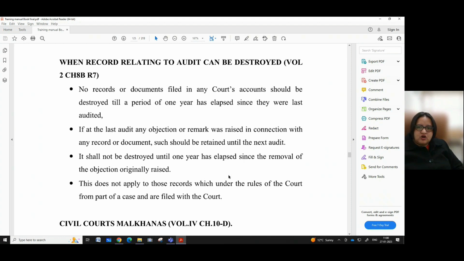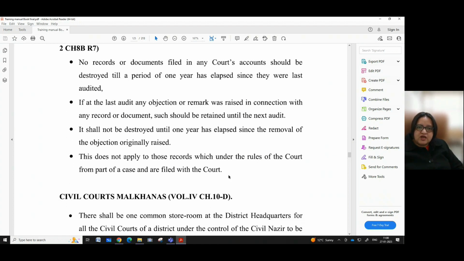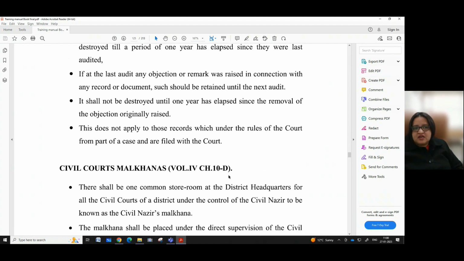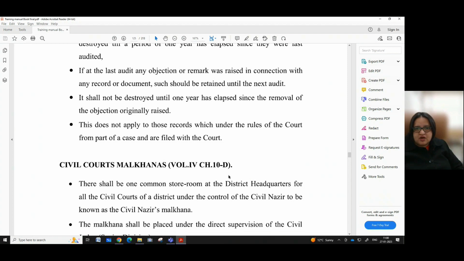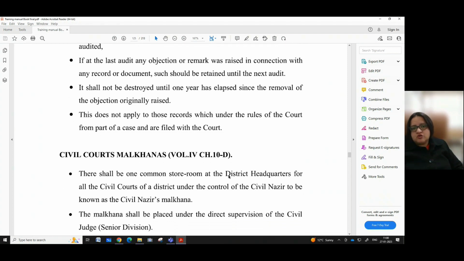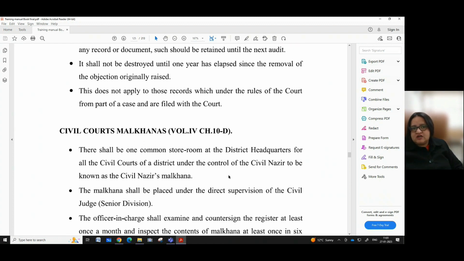When record relating to audit can be destroyed. Volume 2, Chapter 8B, Rule 7. No records or documents filed in any court's account should be destroyed till a period of 1 year has lapsed since they were last audited. If at the last audit any objection or remark was raised in connection with any record or document, such should be retained until the next audit. It shall not be destroyed until 1 year has lapsed since the removal of the objection originally raised.